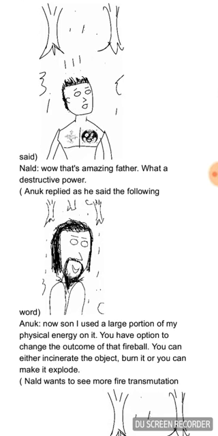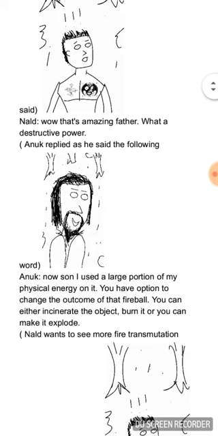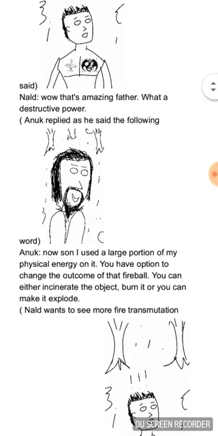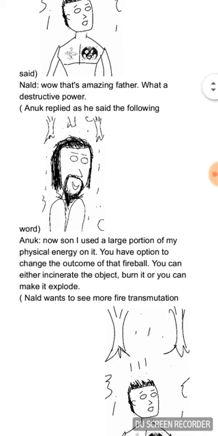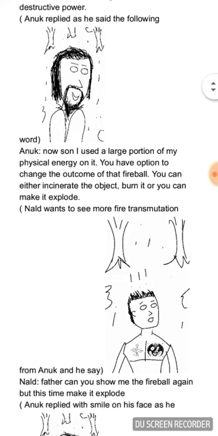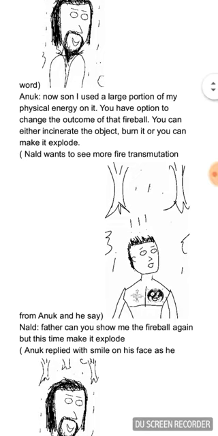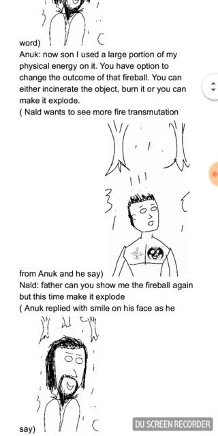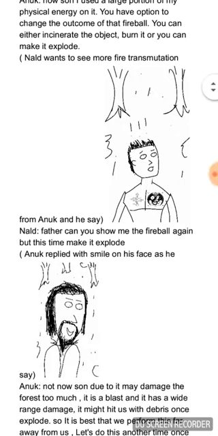Anak replied, "Now, son, I only used a large portion of my physical energy on it. You have the option to change the outcome of the fireball. You can either incinerate the object, burn it, or you can make it explode." Nald wants to see more fire transmutation from Anak as he says, "Father, can you show me the fireball again? But this time, make it explode?"